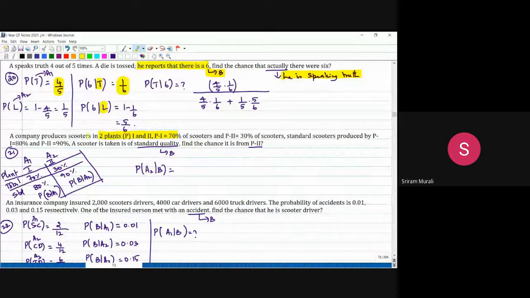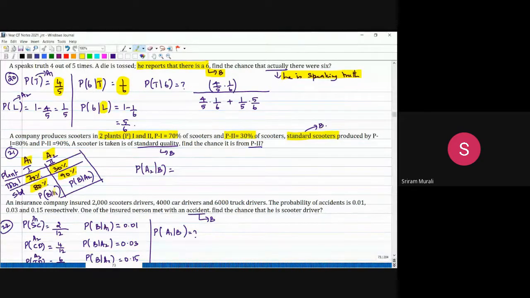Now the company produces scooters in 2 plants. Plant 1 produces 70 scooters in total. Plant 2 produces 30 scooters. Now standard scooter, that is my B. Whatever plant I take, I say it is A1, A2. Total is 70-30. Standard scooters are produced by A1 at 80% and by A2 at 90%. B is a standard scooter.